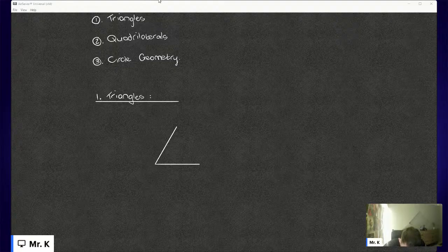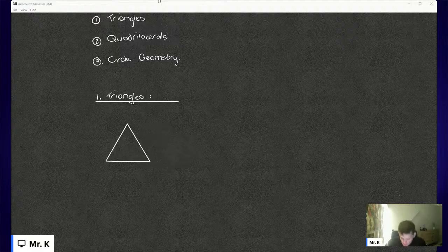Right. The first kind of triangle, again, I think it is important that you guys are familiar with these triangles. But if you don't know all of the information that I'm discussing, I would recommend writing it down. The first kind of triangle that we have is called an equilateral triangle.